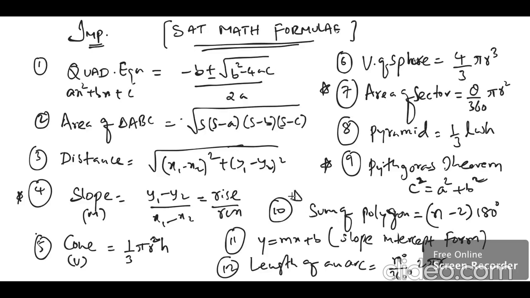Now very crucial again, the sum of angles of a polygon, any polygon basically, can be worked out using the formula n minus 2 times 180, where n is the number of sides. Okay, now again very crucial that we have y is equal to mx plus b, which is nothing but the slope intercept form.